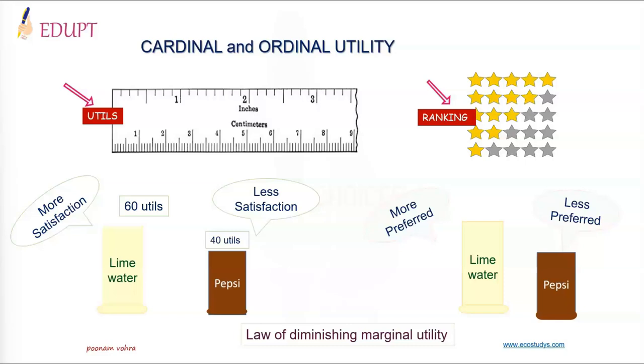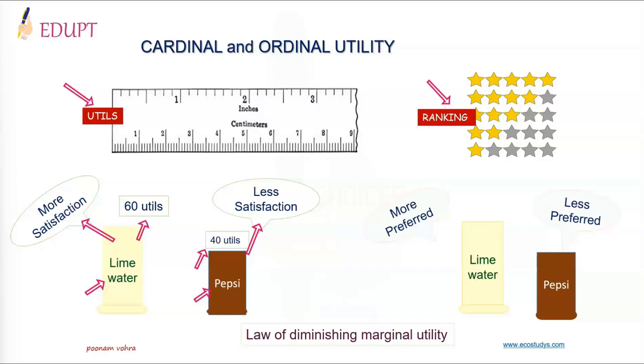Let's understand this with the help of an example. Anil is very thirsty and can have either a lemon water or a Pepsi. He assigns 60 utils of satisfaction by consuming lemon water and 40 utils by consuming Pepsi. It implies that he gets more satisfaction by consuming lemon water in comparison to Pepsi. It is less realistic because a numerical value is being assigned to satisfaction, which is psychological in nature.